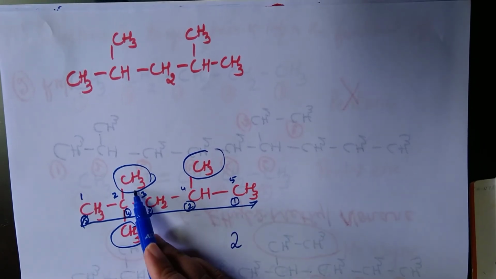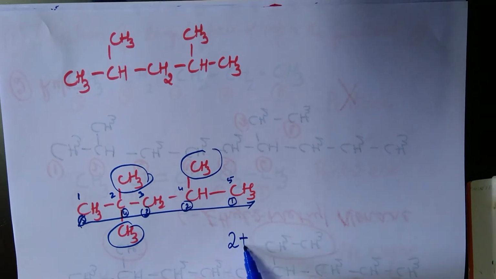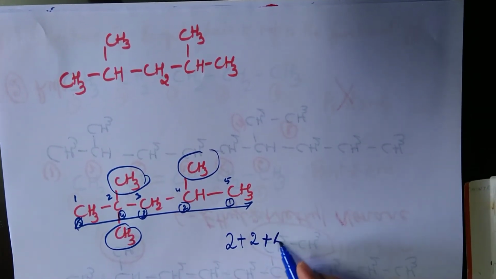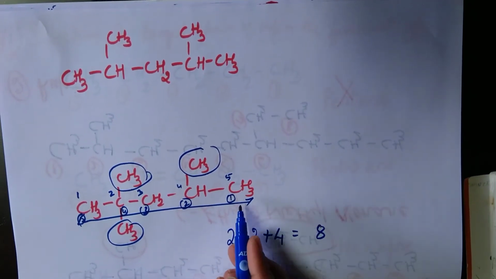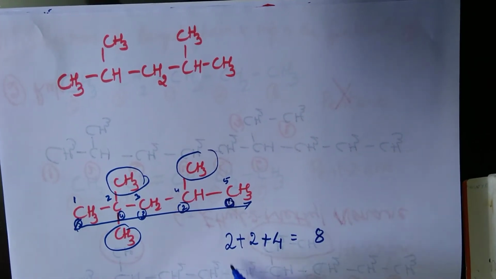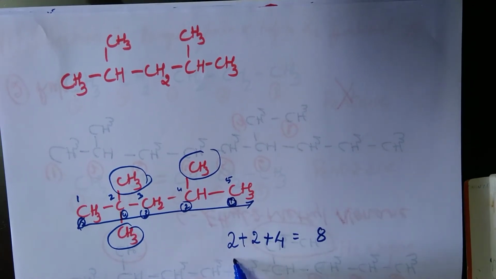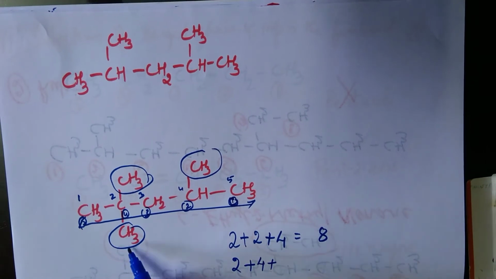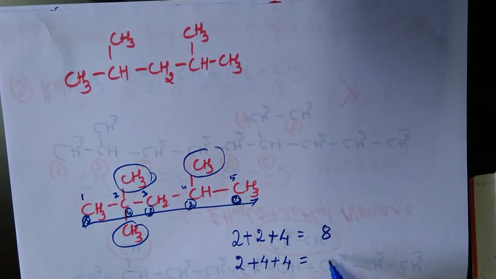So one methyl group is present at the number 2 position, another methyl group is also at number 2, and the third one is at the 4th position. Add them: 4, 5, 6, 7, 8. If you start numbering from the other side, where I have circled, the locants will be: where your CH3 is located at position number 2, at position number 4 another methyl group, and the third one at position number 4. So 4 plus 4, 8, plus 2, 10.